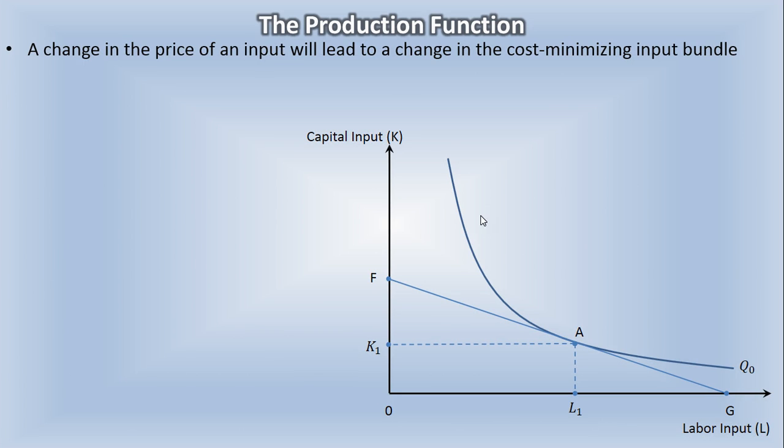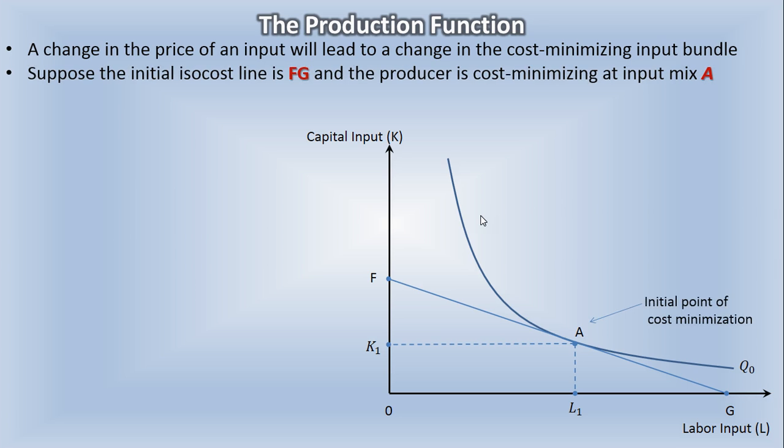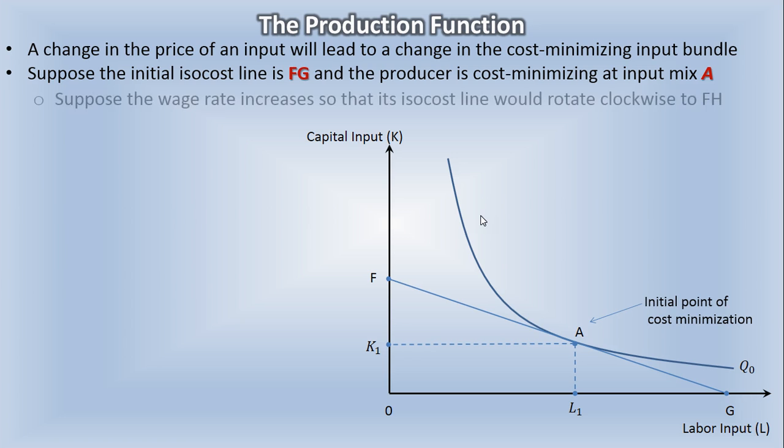All right, so what happens to that optimal input mix when the price of an input changes? A change in the price of an input will lead to a change in the cost minimizing input bundle. So let's say the firm is looking to produce Q0 units of output, and they are minimizing costs with K1 units of capital and L1 units of labor. Suppose the initial iso-cost line is, of course, FG, and the producer is cost minimizing at A. Suppose the wage rate increases so that its iso-cost line would rotate clockwise to FH, as we see here.